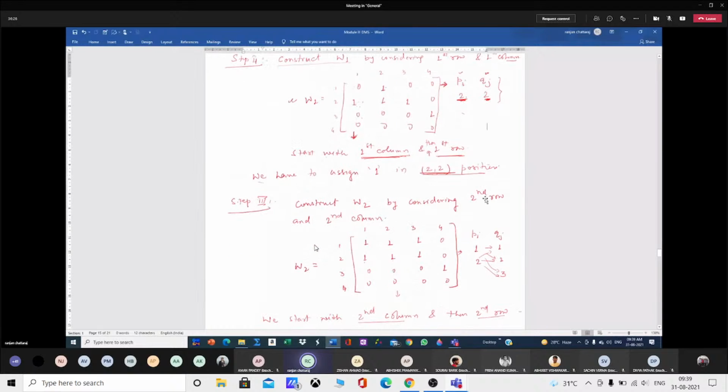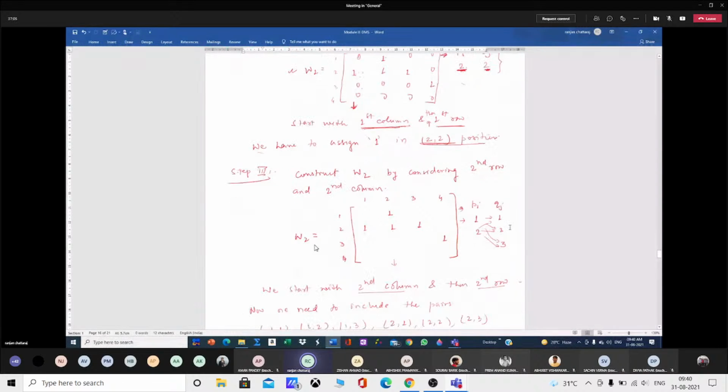Now come to the next step, that means step 3. In step 3, only write the entries 1 in W1. So in W1 we have these 5 entries. Now we consider the second column and then the second row. Sorry, this is the first row, and this is the second row. What are the positions where we have the entry 1 in the second column?